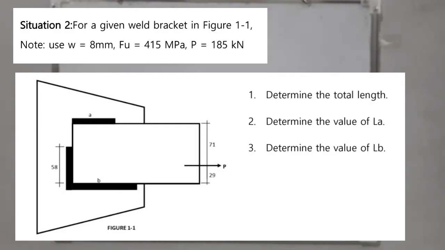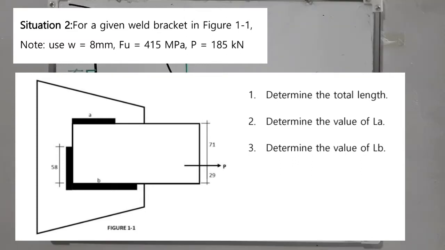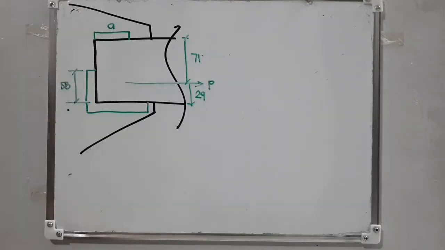For the next situation, you are given the welded bracket shown in the figure, and you are told to use a weld thickness equal to 8 millimeters. Your FU is 415 and your P is equal to 185. We are asked to determine the total length and the values of length A and length B. So this is our given.